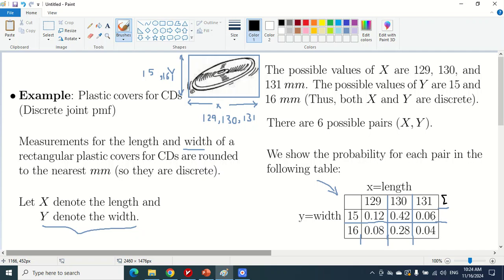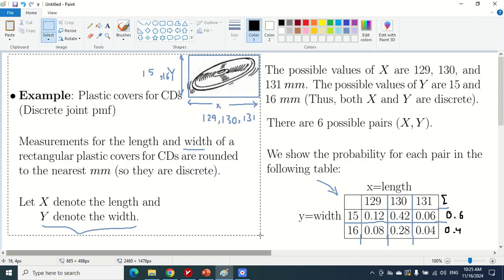So it will be 10, 0.6 will be the addition of these values. And if I just consider the values over here and add them together, the summation of 0.08, 0.28 and 0.04 will be 0.4. Right now, without considering the x, we have the value for y, which means I can separately find another distribution function. What do I mean?